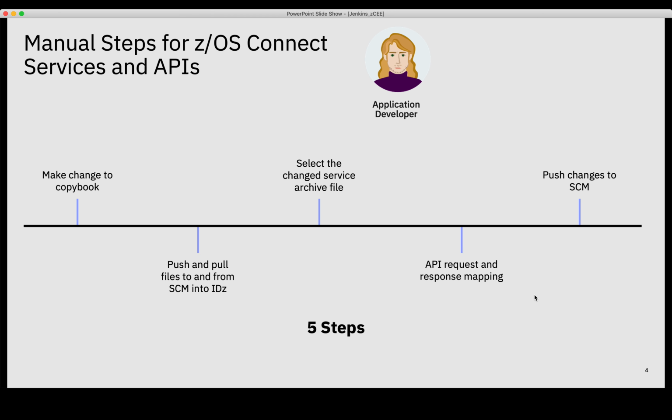But with a pipeline in place, we can automate most of that process so that I only have 5 manual steps that I need to take when I make a change to a copybook. So first, I'll still need to use an IDE to make my code changes. I could use an Eclipse-based or VS Code IDE to make those changes. But then I'll need to use the API toolkit in IDz to select the changed z/OS Connect service that my REST API uses and do some API request and response mappings. And then finally push those changed files back up to my source code manager.